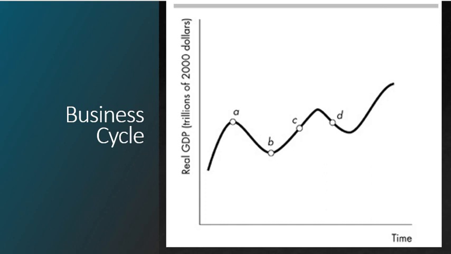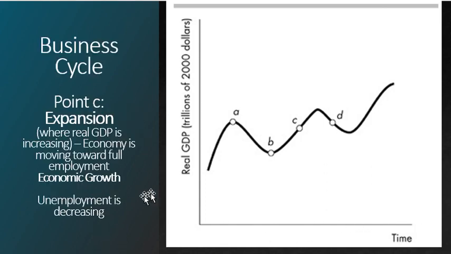So we are going to start with point C, which is right here. As you see, this is what's happening to real GDP over time, going up, going down, going up, going down. So point C, you can see, is on this upward sloping portion of this trend line. When real GDP is increasing over time, that's called an expansion. When we're in an expansion, we're moving towards full employment. We're having economic growth. Again, real GDP is increasing, and typically we're going to see that unemployment is decreasing.